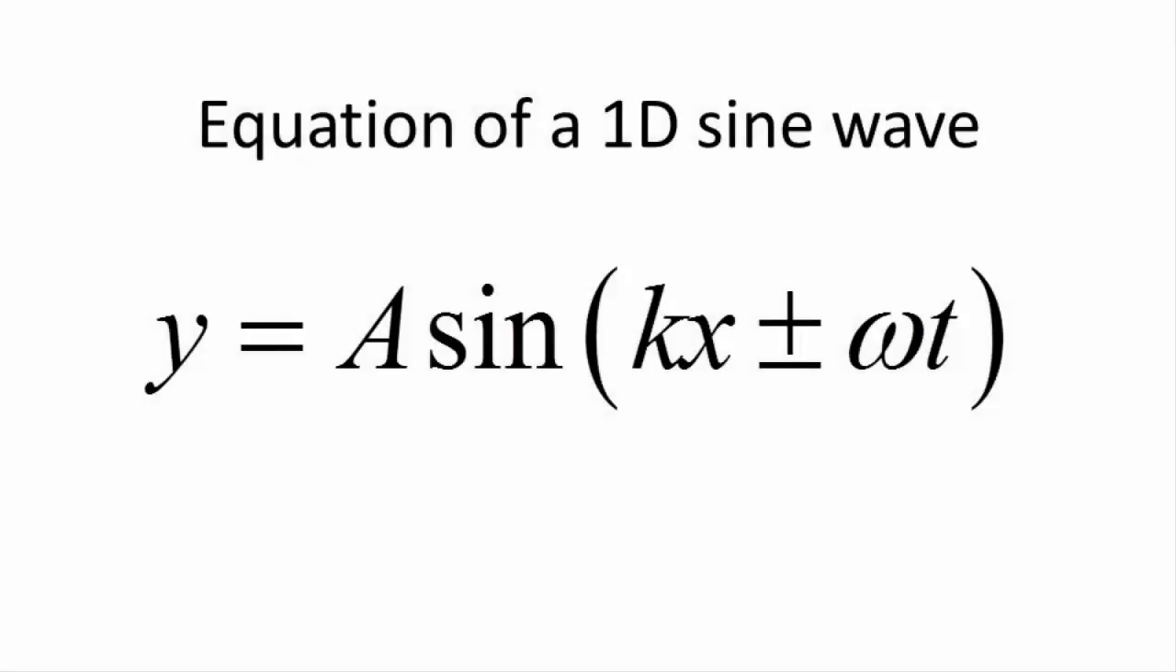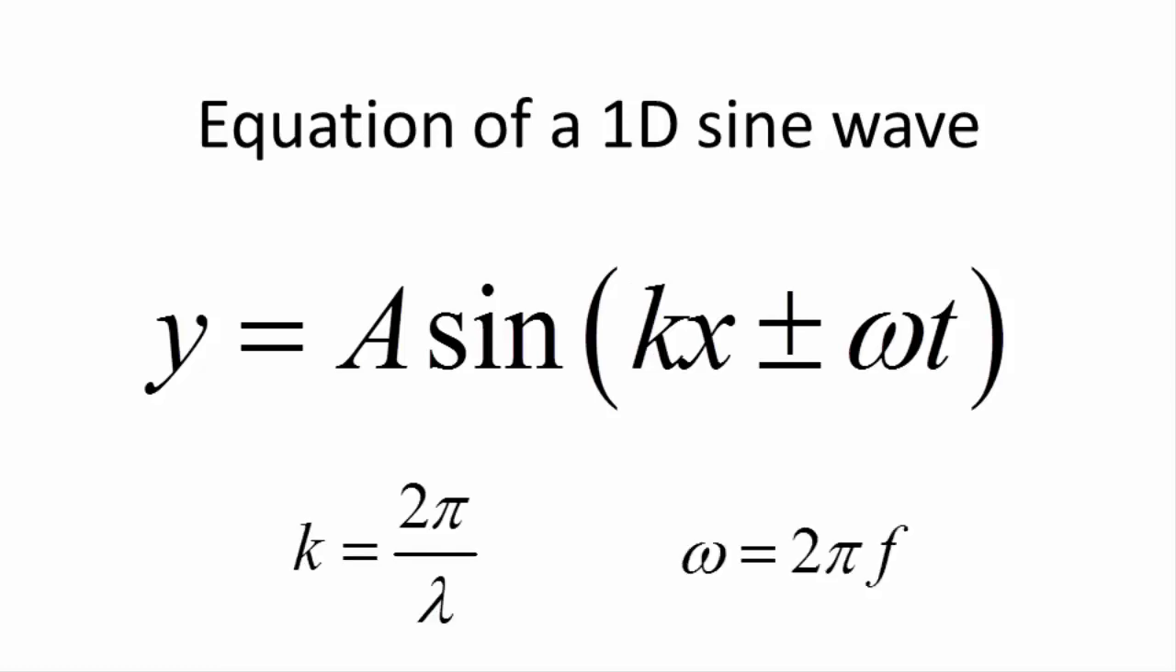In summary, the equation for a one-dimensional sine wave is given by the amplitude times the sine of the wave number multiplied by position plus or minus the angular frequency multiplied by time. The wave number has the units of per meter and angular frequency has a unit of per second. When the wave is moving in the positive x direction, the sign in the bracket is a negative, and when the wave is moving in the negative x direction, the sign in the bracket is a positive.